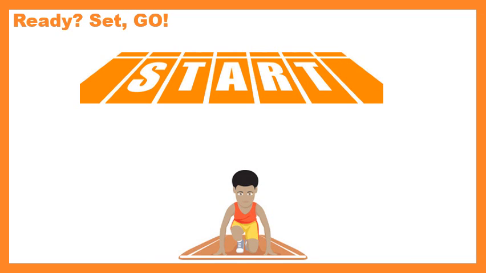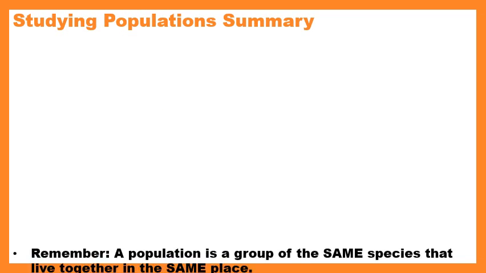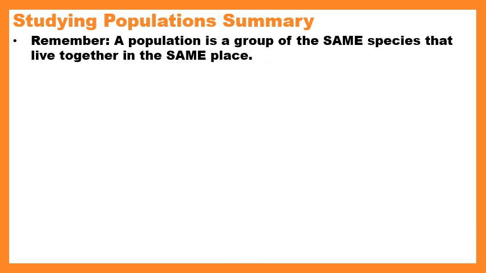Okay, so I'm going to start the GradPoint summary. Again, this is like an outline of what I think is the most important information that you should walk away from the lesson understanding. Remember, a population is a group of the same species that live together in the same place. So if we were back inside the classroom doing summer school, we would be a population because we're all humans that are hanging out in one classroom.